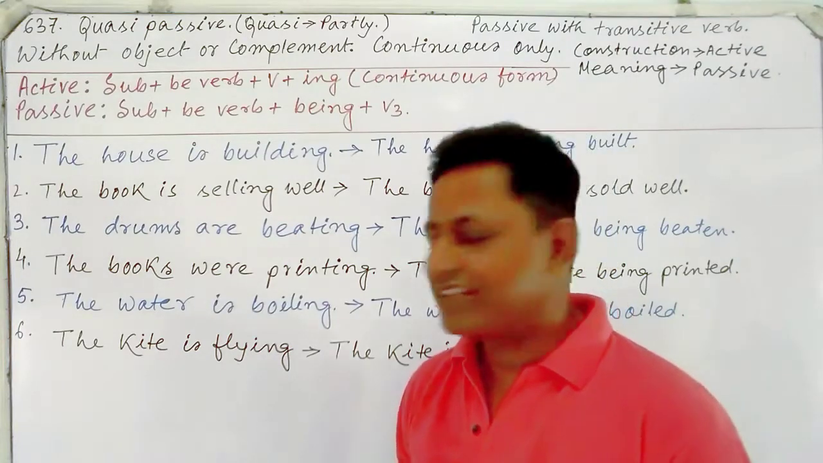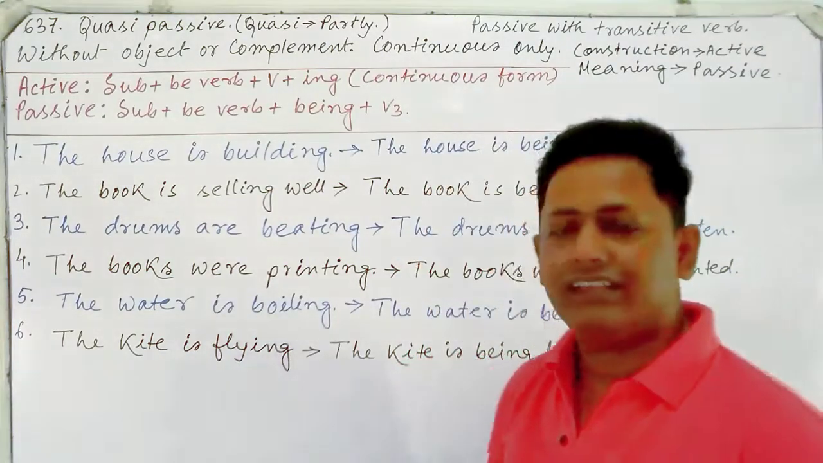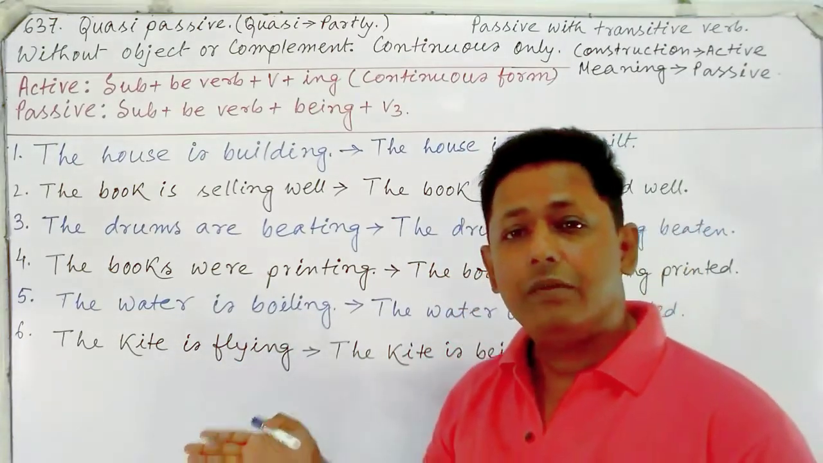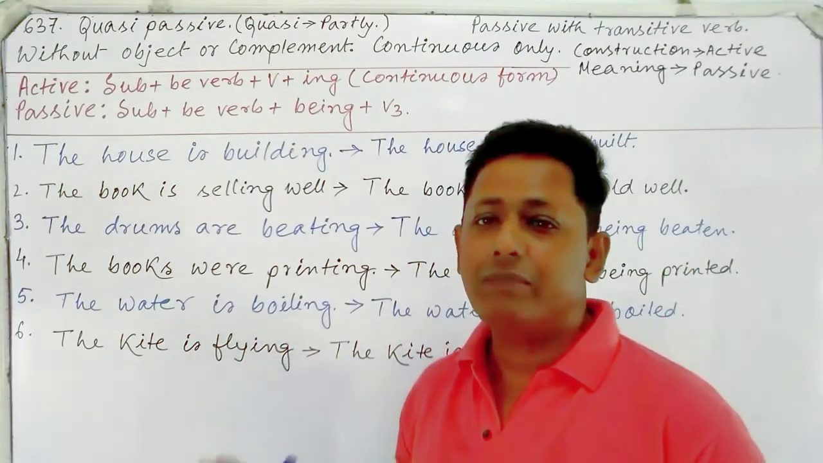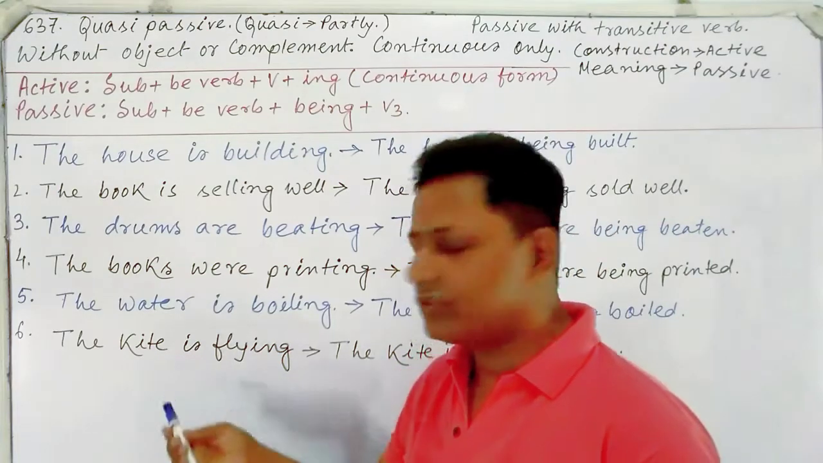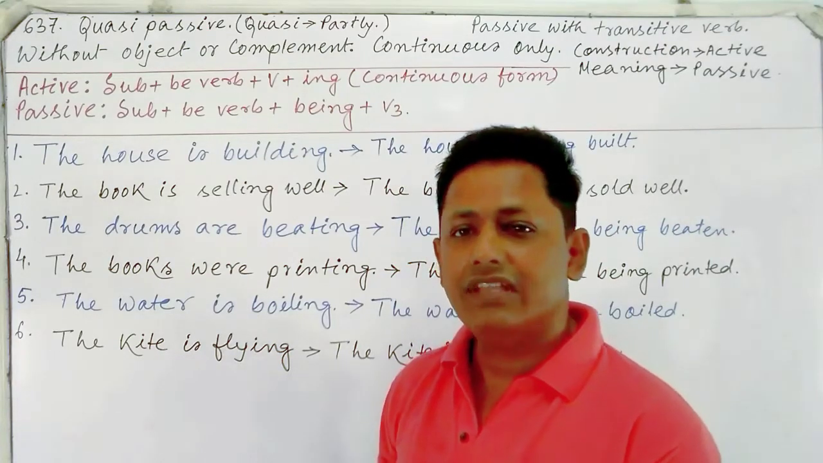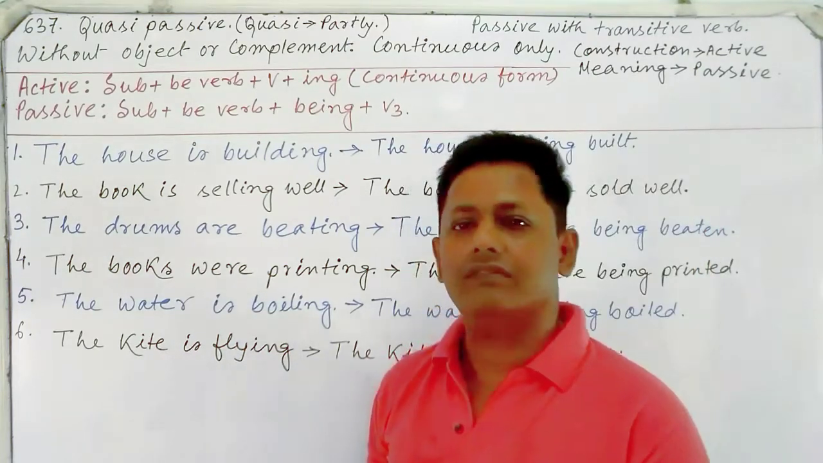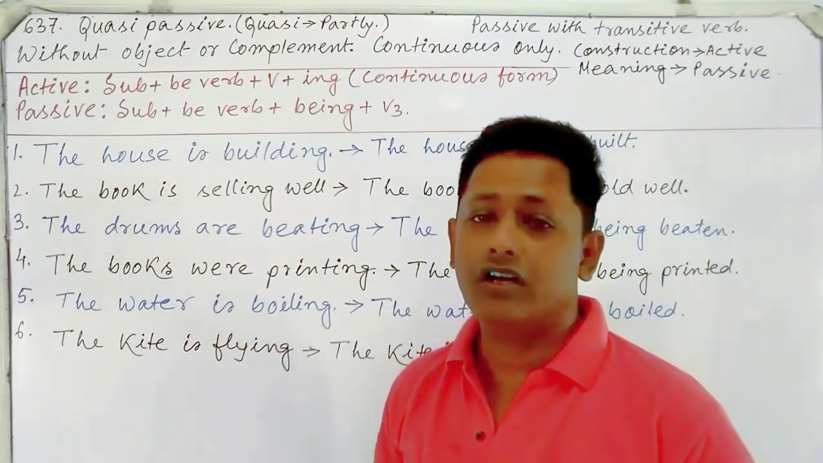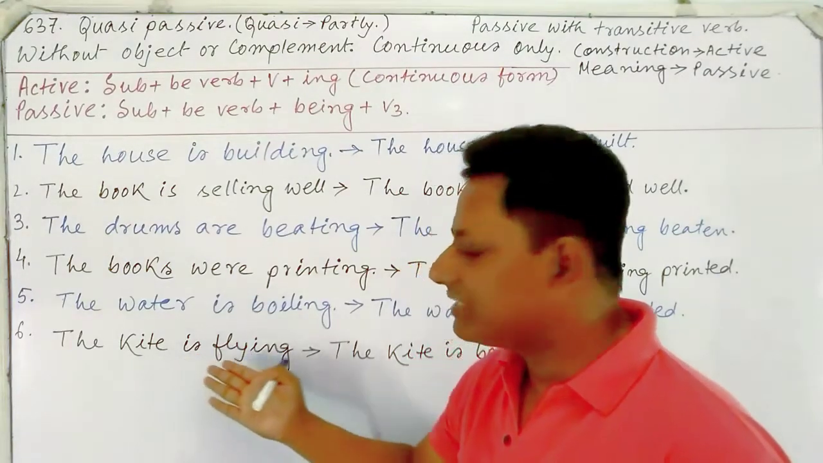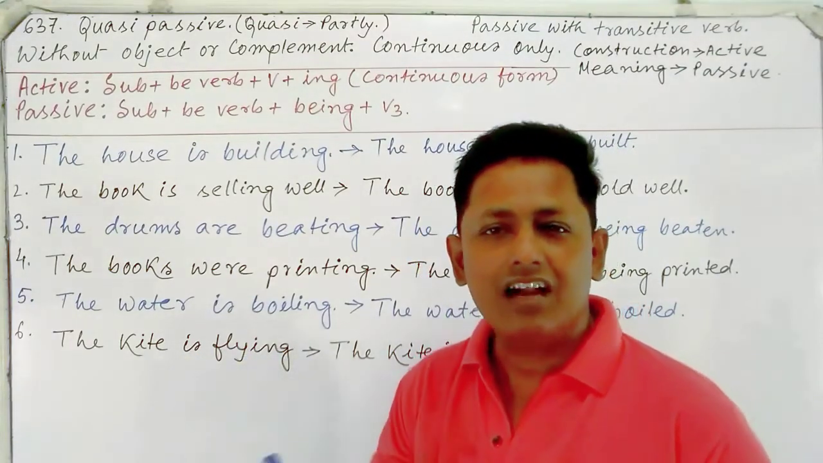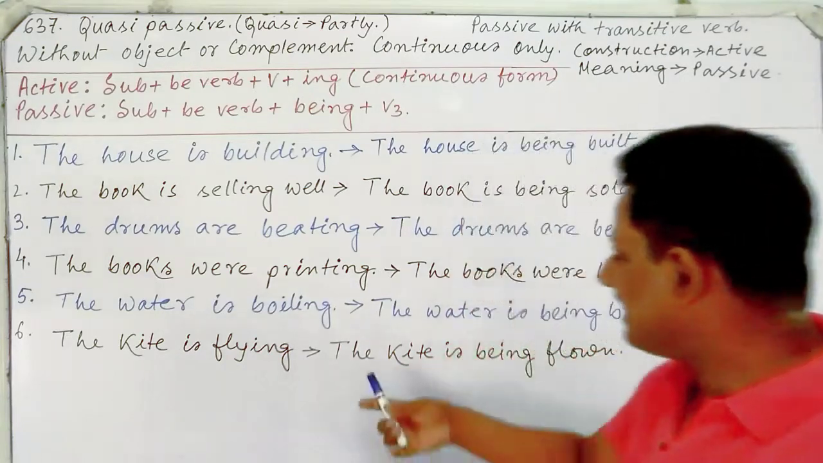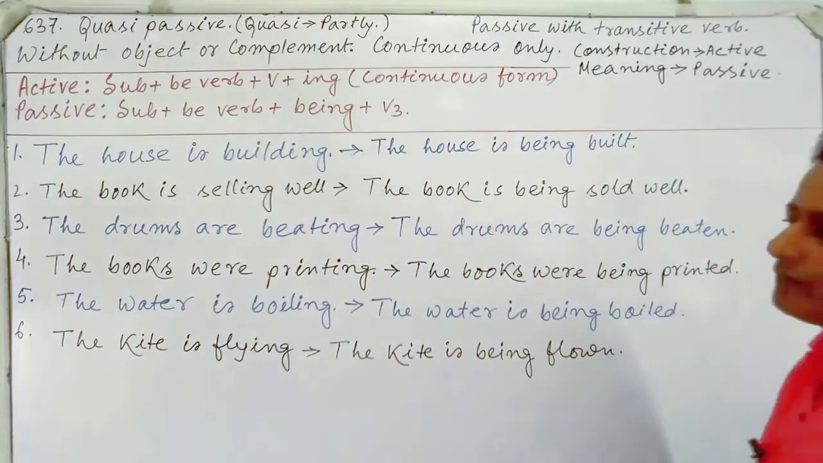Now, let's see the last sentence. The kite is flying. Someone is flying the kite. But the construction here is active, while the sense it gives is passive. The kite is not working. The kite is receiving the action. When you turn it into passive, how will you do it? You already know: the kite is being flown. The third form of fly is flown. Fly, flew, flown. The kite is being flown.